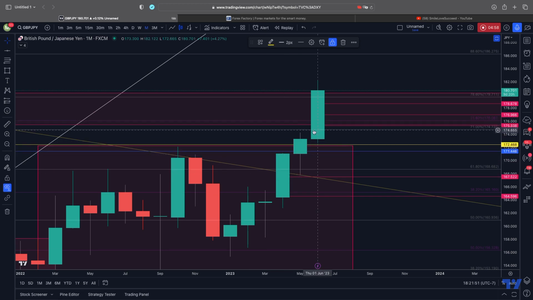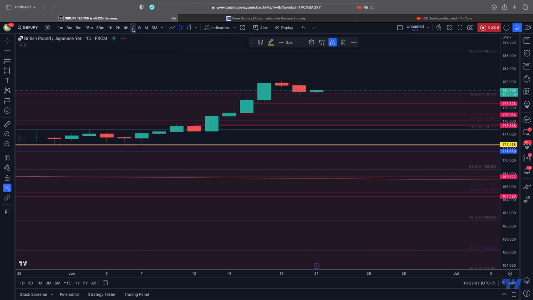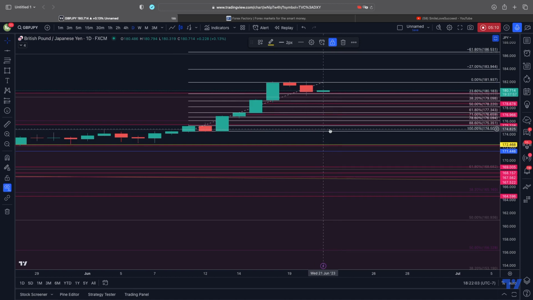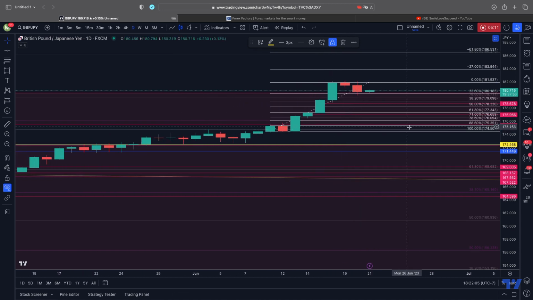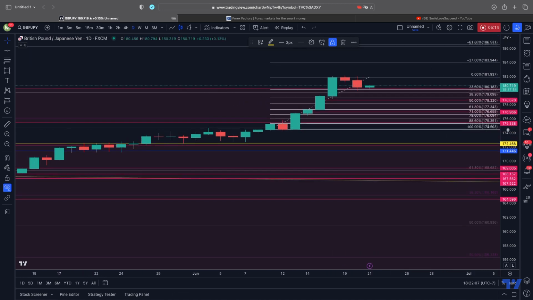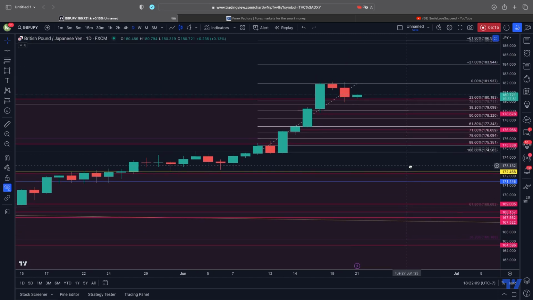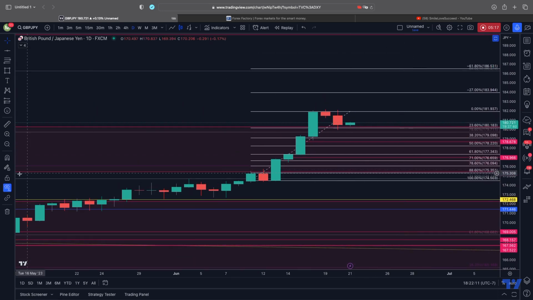So for me, price is going to continue to go up on the monthly time frame for GBPJPY, and that's something I'm interested in. But on a smaller time frame, I'm in a long position right now, but I'm also looking towards price continuing to do a little retracement. Now, here we are on the daily.